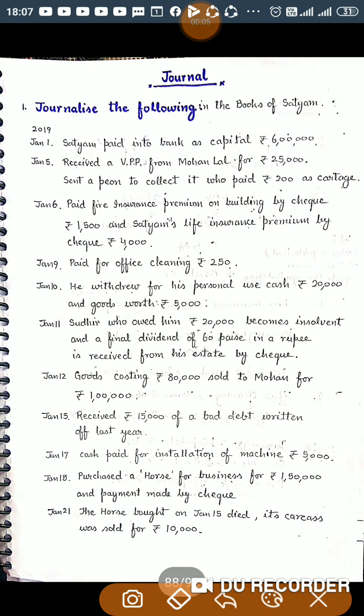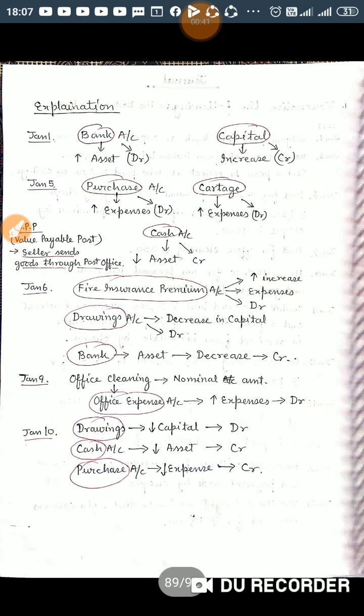Next, January 9, paid for office cleaning rupees 250. Yesterday I discussed that if you are making payment of miscellaneous or sundry expenses, those expenses which are very nominal in amount, they are clubbed under one account. So whenever you pay a nominal amount for office related expenses, they should be clubbed under the account office expenses. So for paid for office cleaning, two accounts are involved.